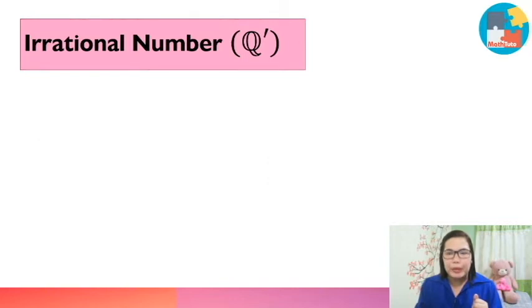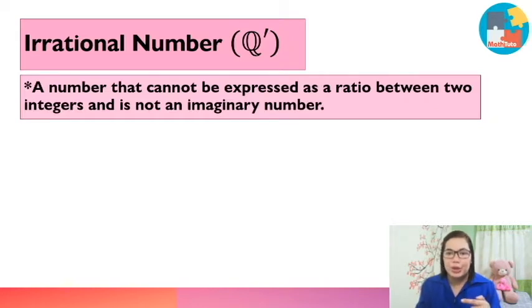Okay? So, kung naa tay rational number, naa pod tay gitawag nga irrational number. So, kung ang rational number, masulat nato siya as a ratio of two integers, ang irrational number cannot be expressed as a ratio between two integers. And it is not an imaginary number. So, it is a real number. However, it cannot be written as a ratio of two integers.